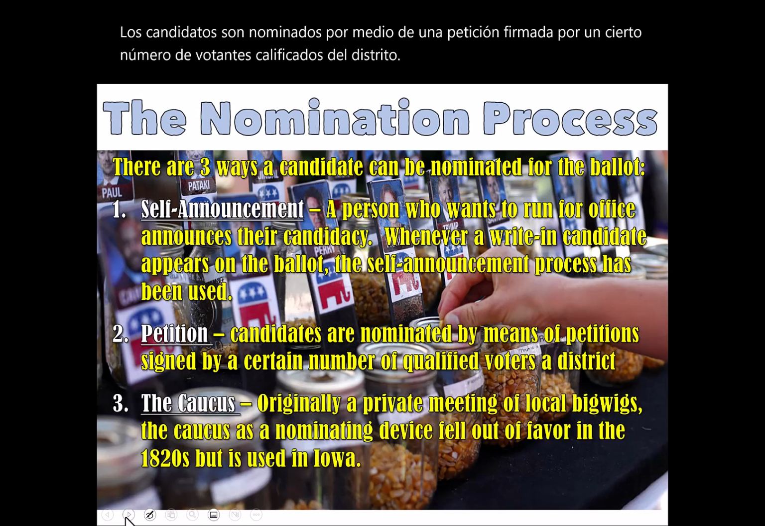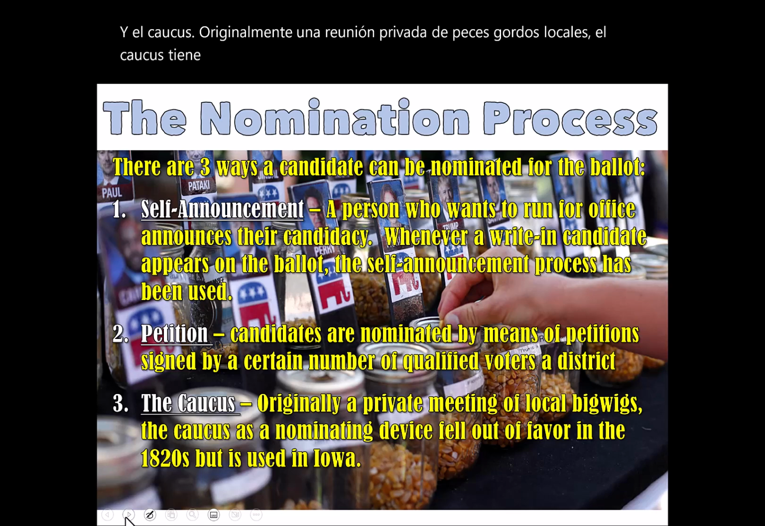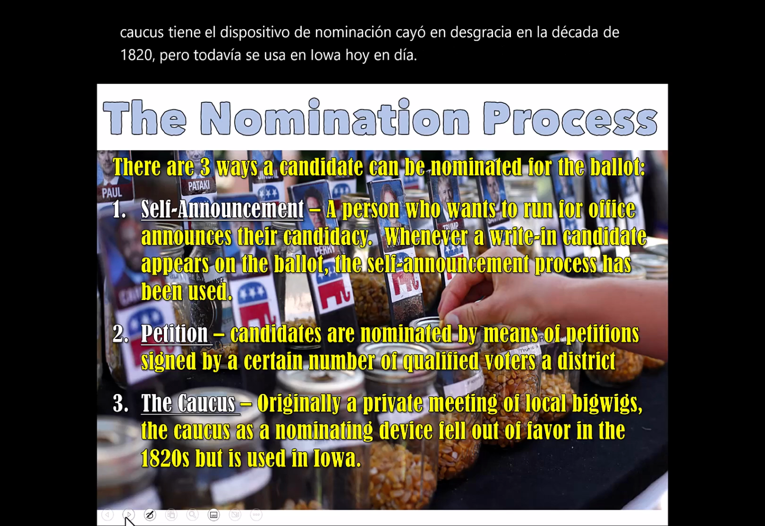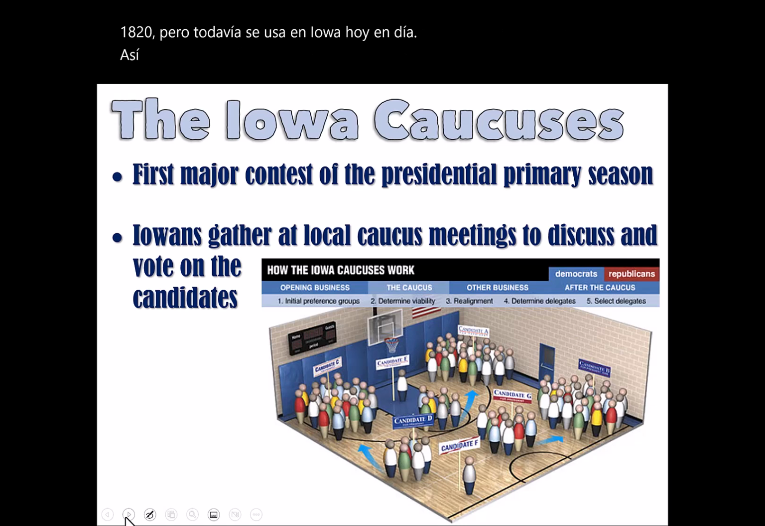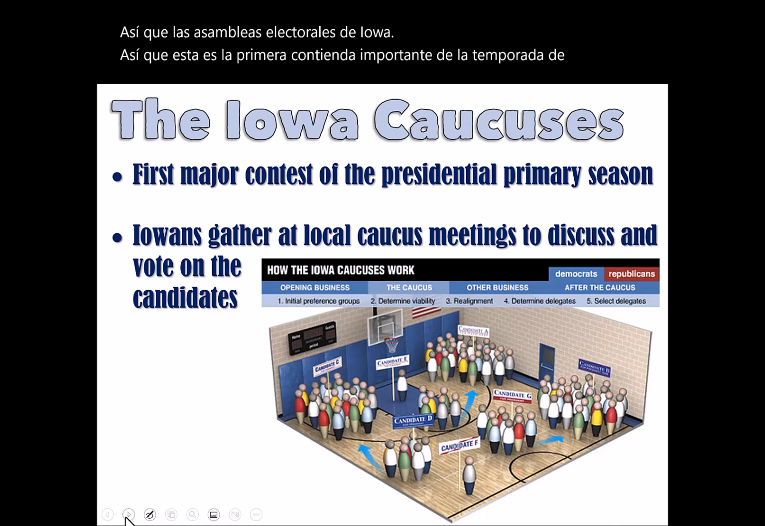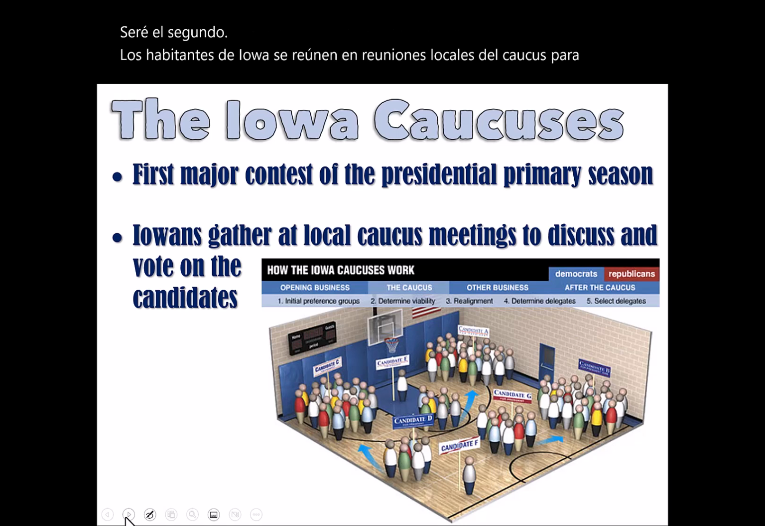And the caucus. Originally a private meeting of local bigwigs, the caucus as a nominating device fell out of favor in the 1820s, but is still used in Iowa today. So, the Iowa caucuses. This is the first major contest of the presidential primary season. This upcoming presidential election, we will actually see Iowa be second. Iowans gather at local caucus meetings to discuss and vote on the candidates.